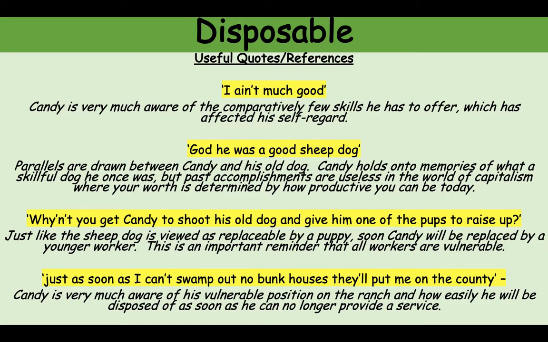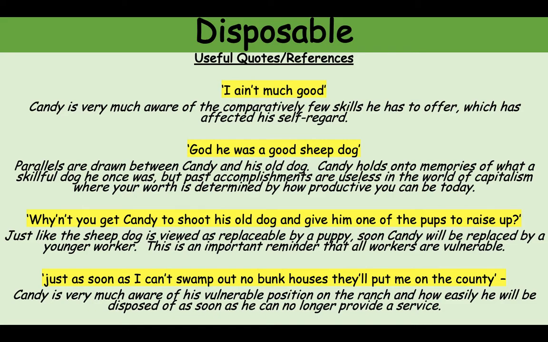So just like the sheepdog is viewed as replaceable by a puppy, soon Candy will be replaced by a younger worker. This is an important reminder, actually, to all workers, not just Candy, that they are vulnerable. They will all grow old eventually, and no one's going to care to help them, to support them. They'll be thrown off the ranch, just like Candy anticipates.